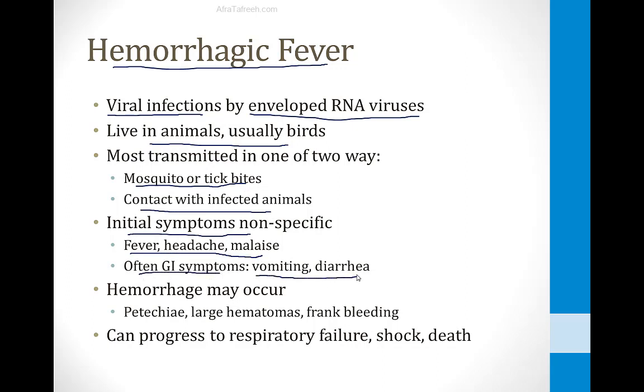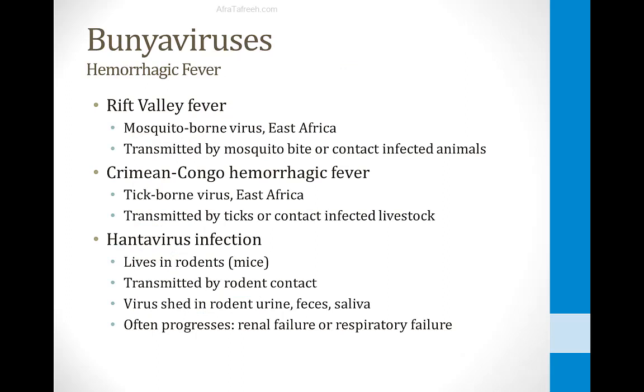And then the reason these are serious infections is because hemorrhage can occur. So people can develop petechiae, large hematomas, and they can develop frank bleeding. And this can progress to respiratory failure, shock, and even death. There are 3 bunyaviruses that can cause hemorrhagic fever. The first one is called the Rift Valley fever virus. You get this in Eastern Africa when you get bit by a mosquito. You can also get it from coming into contact with animals that have been infected by mosquitoes.